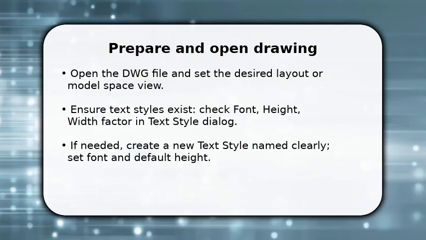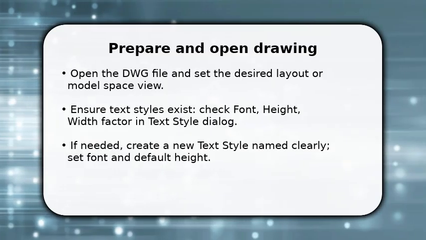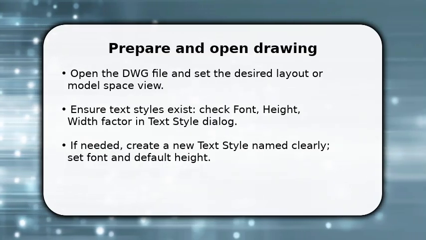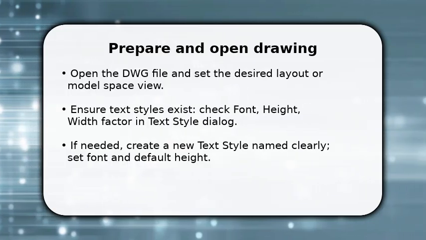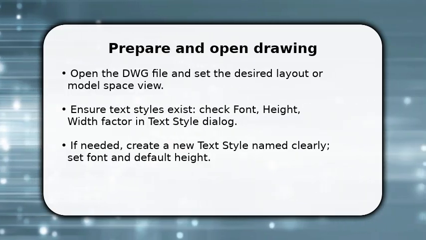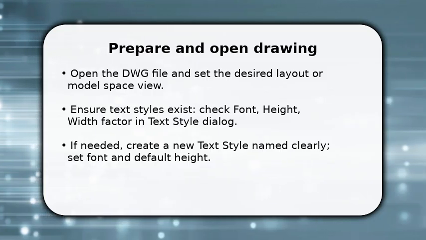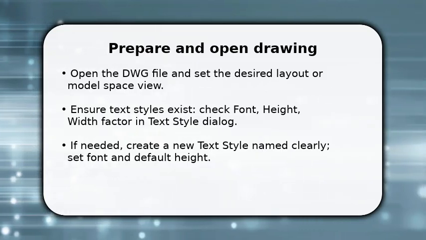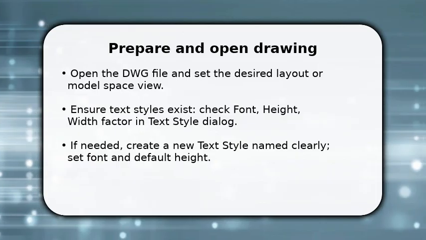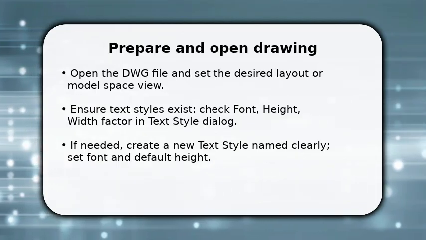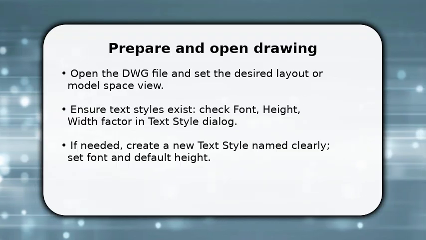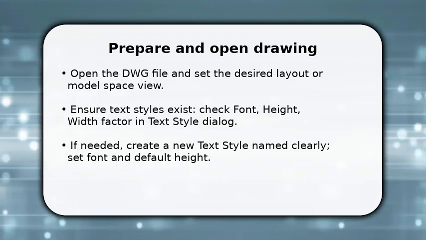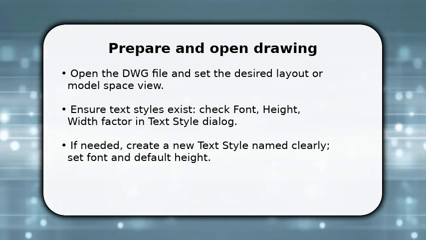You start by opening the drawing you will modify and positioning yourself in model or layout space where the text lives. Once done, open the Text Style Manager so you can confirm or create the style you will use. You need a defined font, width factor, and a default height. Make sure the text style name is descriptive so you can apply it quickly. This step sets the foundation. Without a correct text style, sizes will behave inconsistently across scales and viewports.